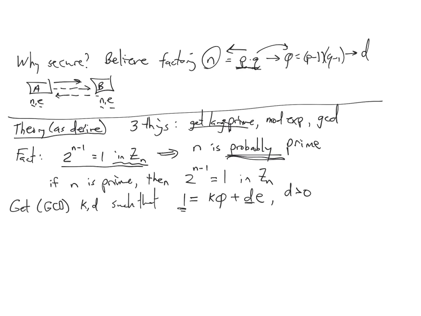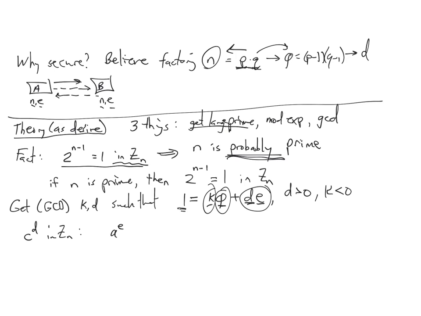If d is greater than 0, since phi and e are positive, this is a positive number, and this is a positive number, so k has to be negative equivalently. That'll be important in a minute, so we don't get confused. Now, we want to compute c to the d in z sub n. But what is c?